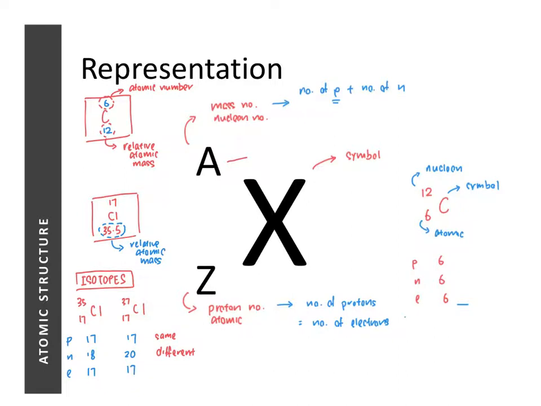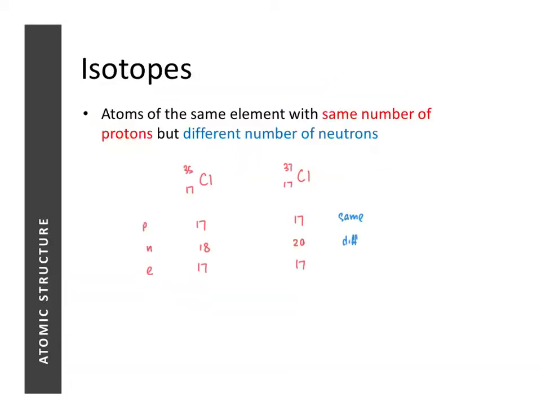Okay, so how do we end up with 35.5? Is that because we take the average mass of the two? Those of you who are faster, if you are taking 35 plus 37 divided by 2, that is not correct, because they exist in different percentages. We will look more into that when we go into more calculations.